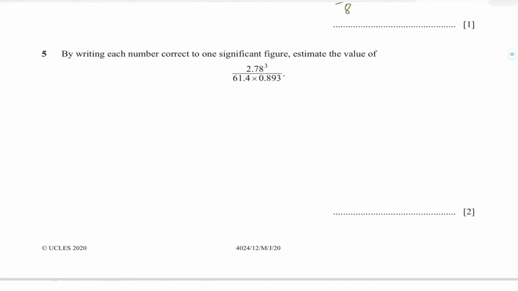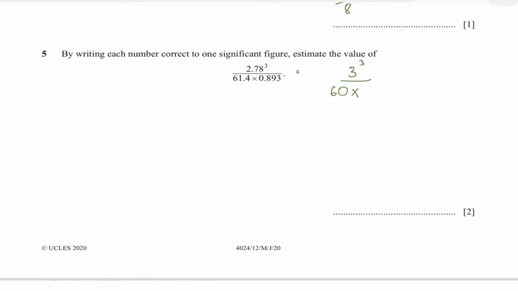Okay, now let's do question number 5. It says by writing each number correct to one significant figure, estimate the value of. So the question is asking us to estimate, and we'll have to do that by writing each number correct to one significant figure. So we start with 2.78 cubed. This can either be written as 2 or 3, and since it's closer to 3, I'm going to round it off to 3. And then we have 61.4, which can either be written as 60 or 70, but since it's closer to 60, I'm going to lock it at 60.